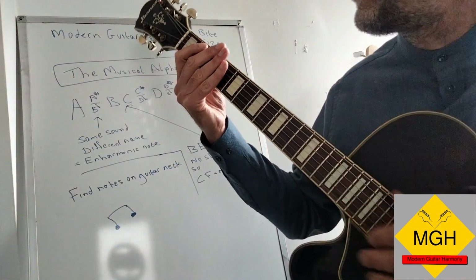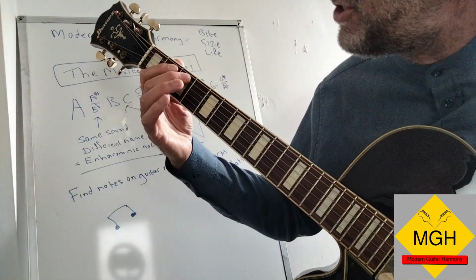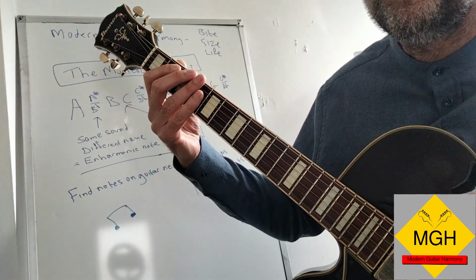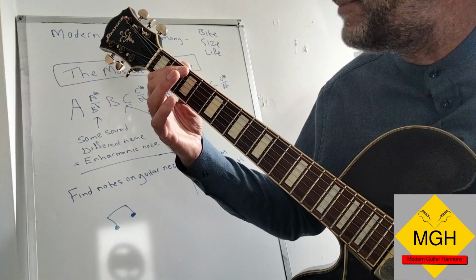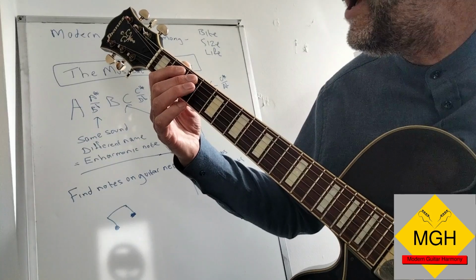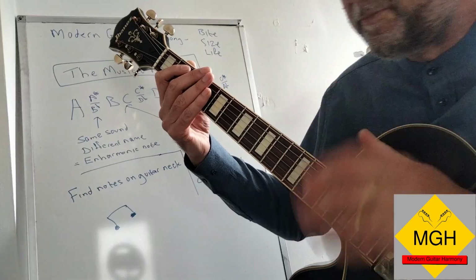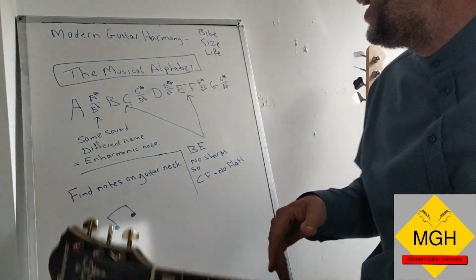And you can see that on the fretboard when you go from B to C or C to B, there's no sharps. Sometimes you might see a B sharp, that just means to play a C note, or a C flat, that just means to play a B note. But that's not important at the moment.